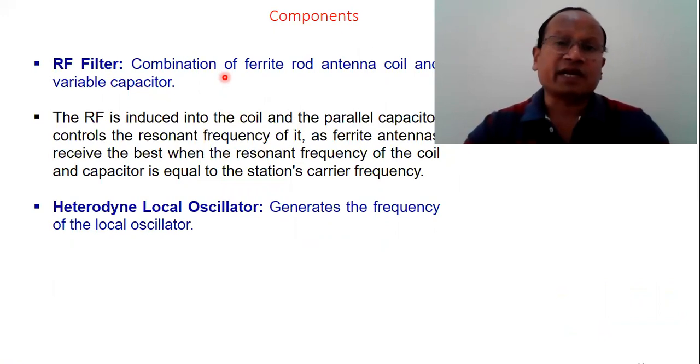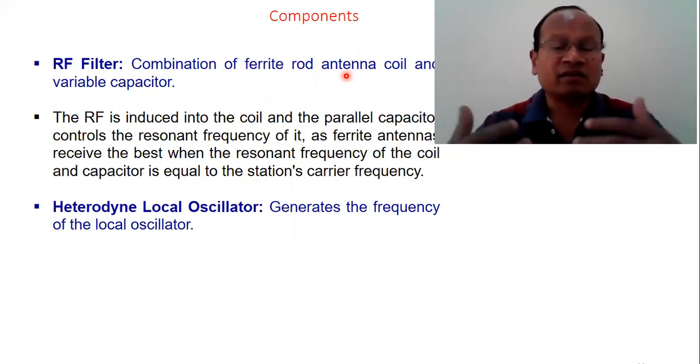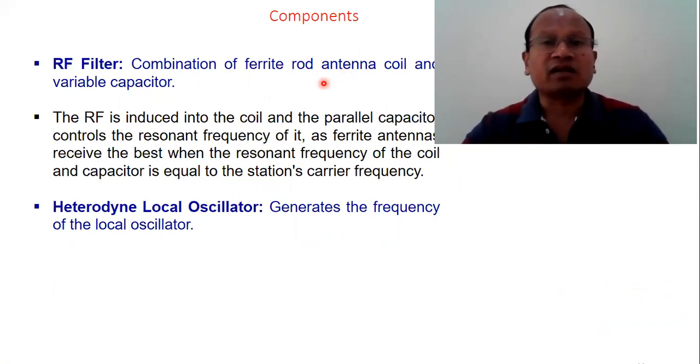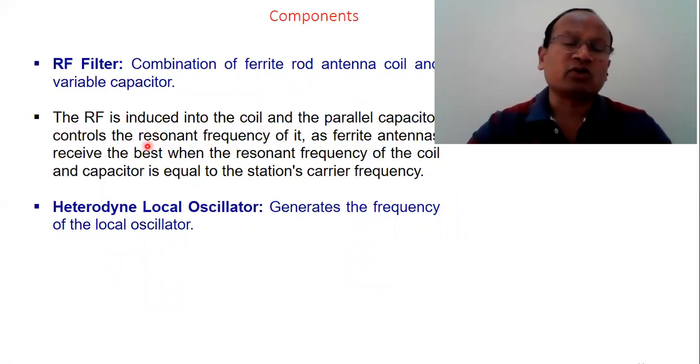It's a combination of a ferrite rod antenna coil and a variable capacitor, so that after receiving, we can receive a signal of a certain frequency range properly, and it will also be amplified by the RF amplifier. So the coil and parallel capacitor control the frequency, and the resonant frequency is chosen with the help of the ferrite antenna to receive the best when the resonant frequency of the capacitor and coil is tuned to the station carrier frequency.